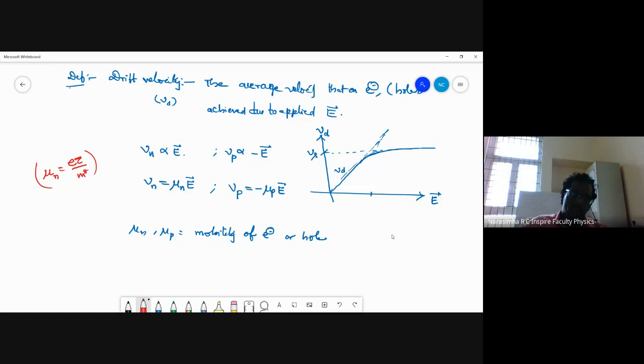So from this expression, you can understand that if the effective mass is very high, the mobility will be low. In semiconductors, you can have different regimes where the effective mass has different values, so the mobility will also change depending on the effective mass, and of course on the collision rate. If you have very frequent collisions, tau will decrease, so the mobility will decrease.